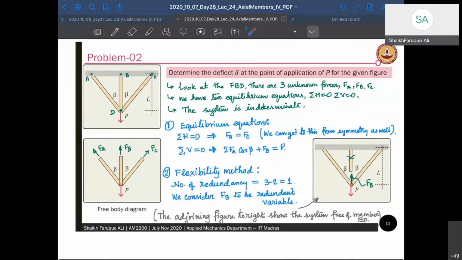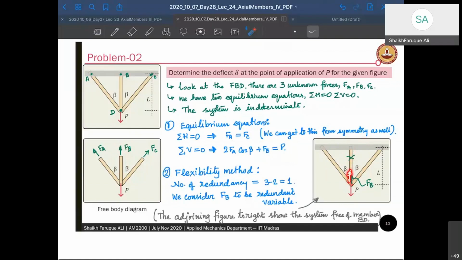So what we do is we remove this bar. FB is due to that bar, right? So we remove that bar, and if you remove that bar, you get a force here, and we put a force here, FP. I cannot just simply remove that bar, so I have to replace that bar with a force FP.